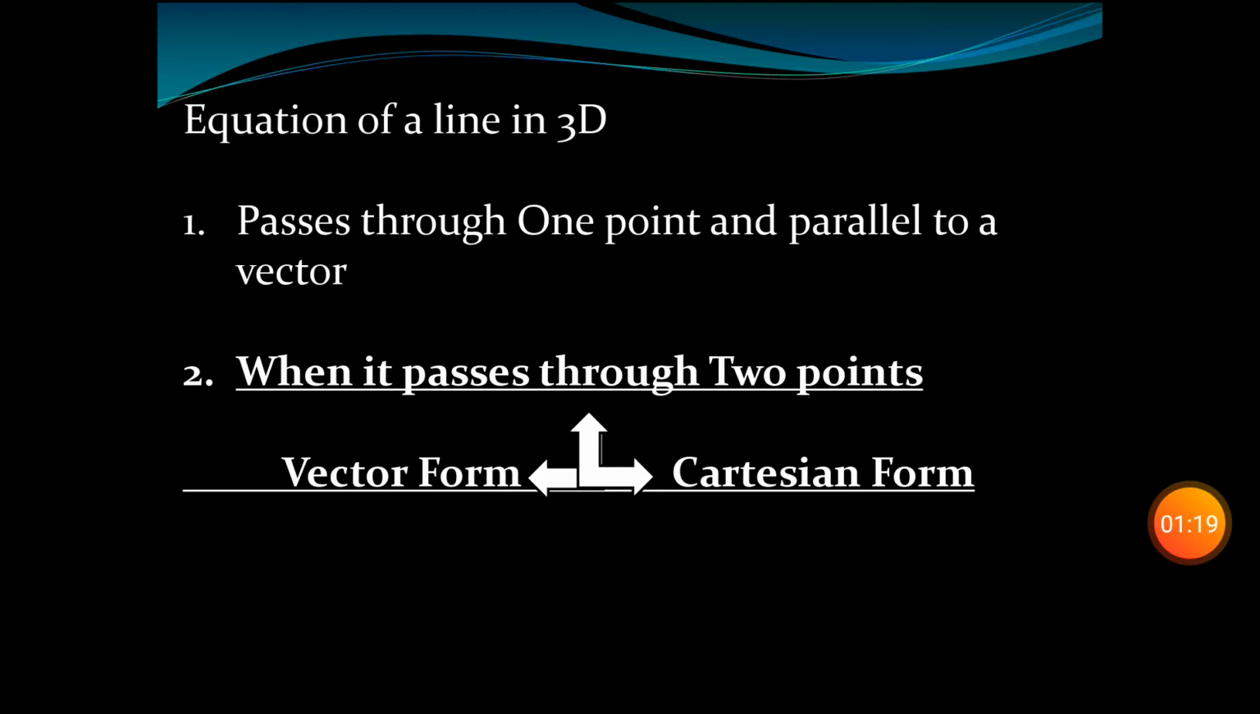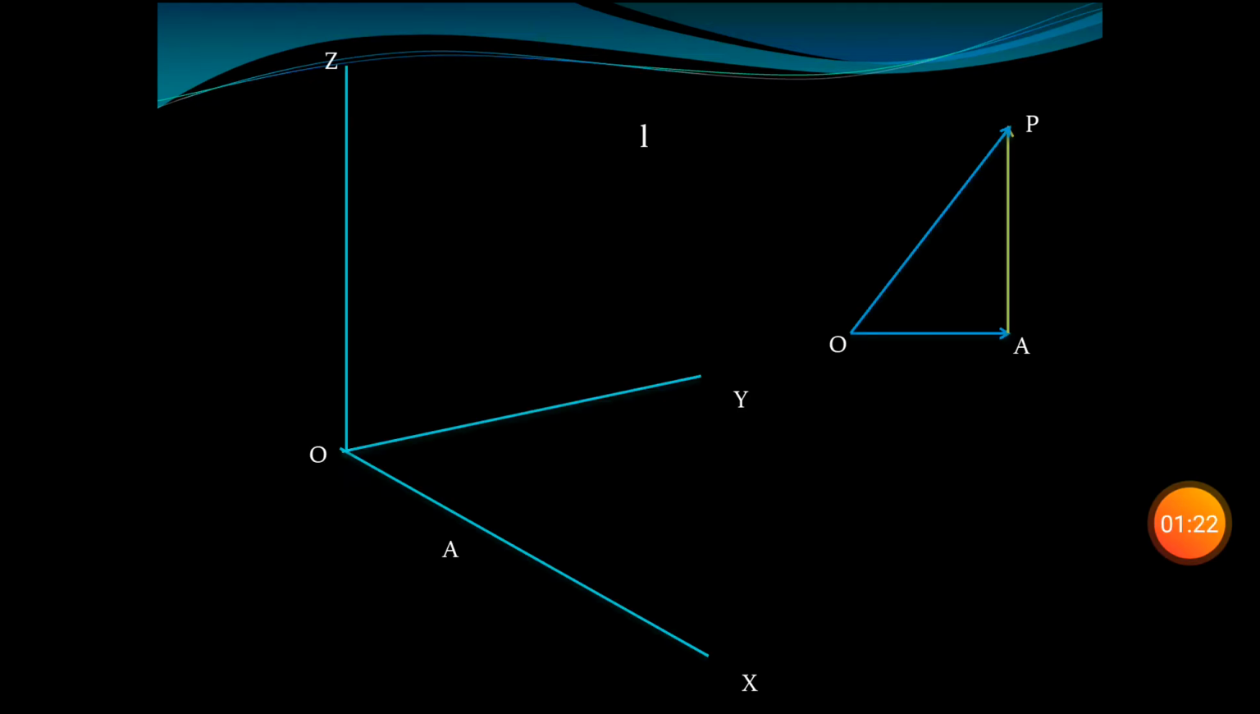So let's see the diagram. Here our question is to write the equation of the line in 3D when it passes through 2 points. So our requirement is a line and 2 points. First of all, we consider a line L and a point on it, A, with coordinates x1, y1, z1. The second point is B, with coordinates x2, y2, z2. Now we consider a general point P with coordinates x, y, z.